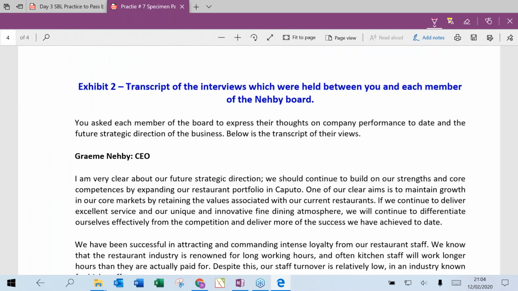Exhibit 2. Transcript of the interviews which were held between you and each member of the NEHB board. Okay. If I remember, our role is that of an external consultant in this particular question. So now we are taking an interview of each member of the board. You have asked each member of the board to express their thoughts on the company's performance to date and the future direction of the business. Below is the transcript of their views.